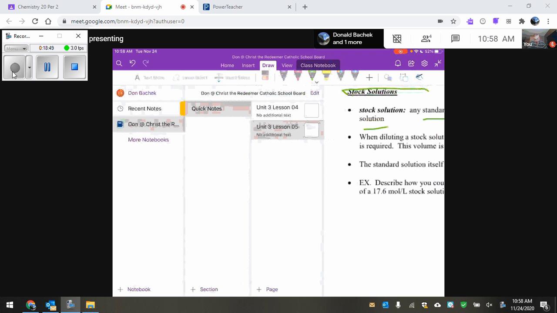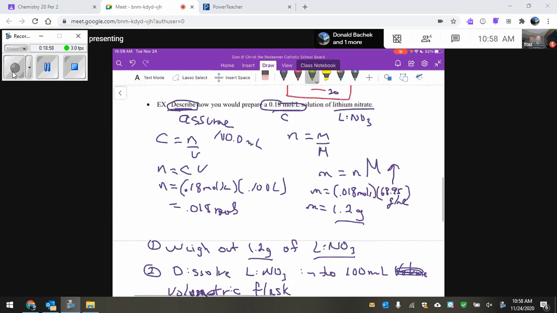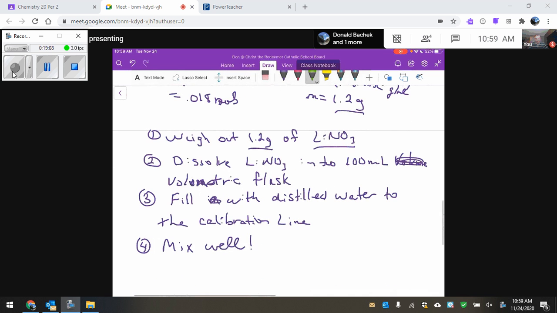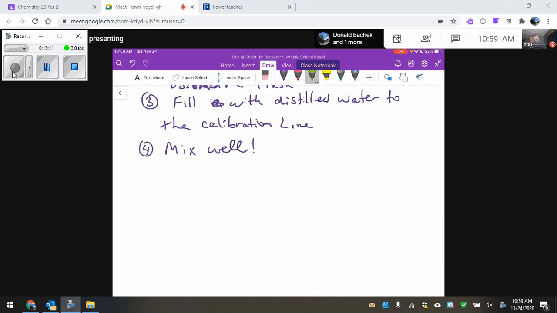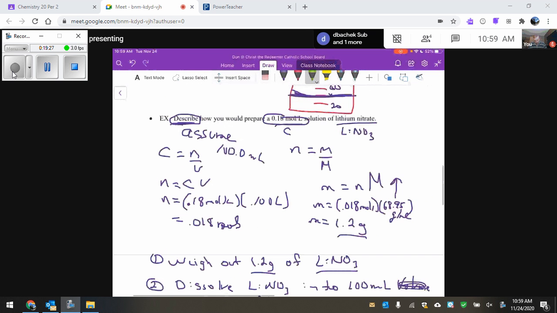So let's go back, you don't have to do this, to lesson 4 for a quick second. Remember this example right here? This is how I prepare a standard solution. I weighed out 1.2 grams, put it into a 100 milliliter volumetric flask, filled it to the calibration line, and mixed it up well. So now I have this volumetric flask, full of water, and the concentration is, what did we say we're making? 0.18 molar.